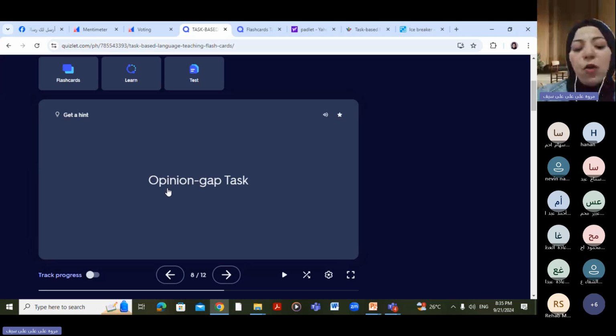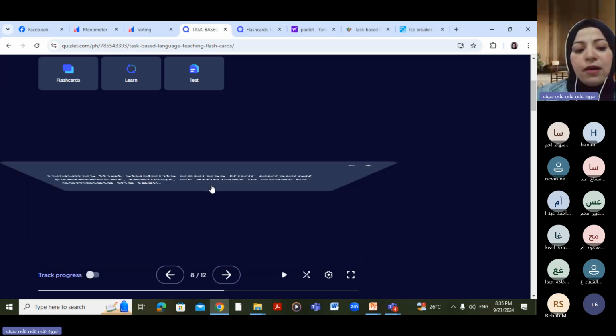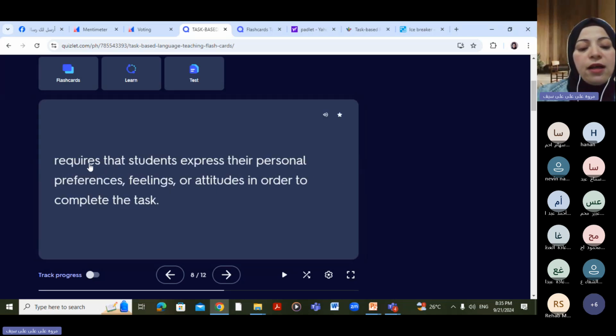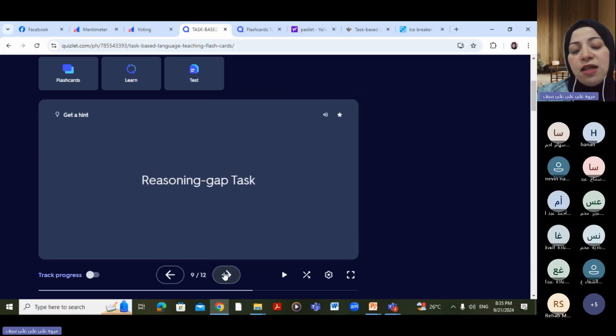What are tasks that are called opinion gap? They require that students express their personal preferences. I'll show you one like this after a while, inshallah, in the presentation, no worries. They express their feelings, their attitudes in order to complete the task. So the task asks the students about themselves, their preferences. Okay, so this is an opinion gap activity or technique or task, something to be done if you are applying the task-based learning class.